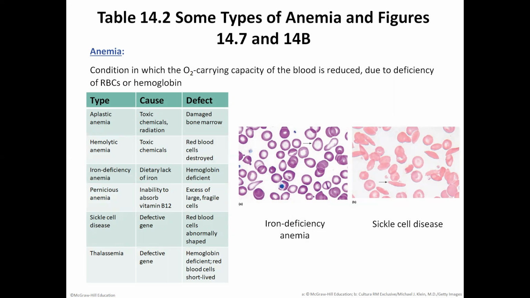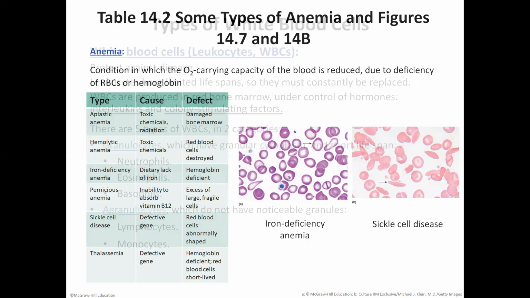Sickle cell anemia is a defective gene disorder in which the red blood cell has an abnormal sickle shape to it. And again, therefore, they get discarded too early over that 120 days. And you may also hear about thalassemia, which is another defective gene disorder, but it causes deficient hemoglobin. And again, the red blood cells are also very short-lived.